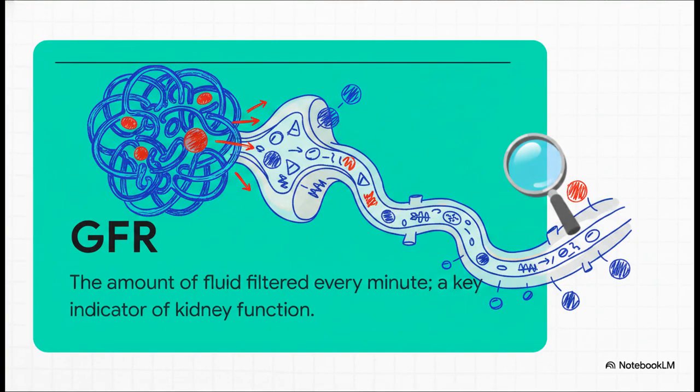Now, the very first stop in this factory is the glomerulus, which is basically just a tiny network of capillaries. Blood enters this filter under high pressure, and that pressure pushes water, sodium, glucose, amino acids, and waste right through the membrane and into Bowman's capsule. Larger stuff, like proteins and blood cells, they safely stay behind in the bloodstream. And this brings us to a really critical definition you need to know: glomerular filtration rate, or GFR. It's simply the amount of fluid filtered every minute. Clinically, it's one of the single most important scorecards for a patient's kidney function.